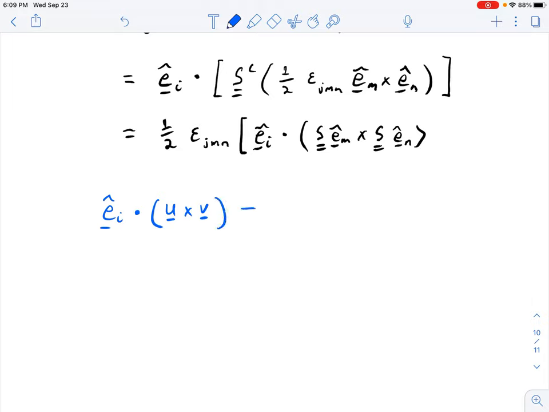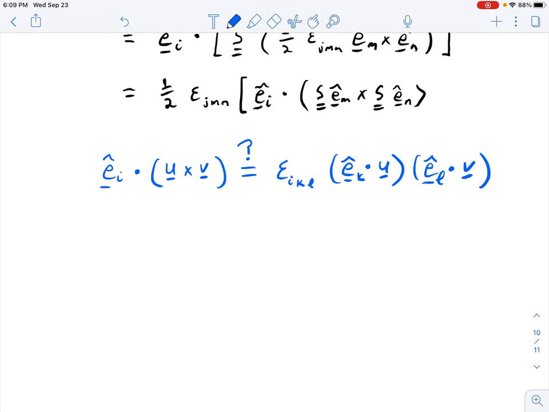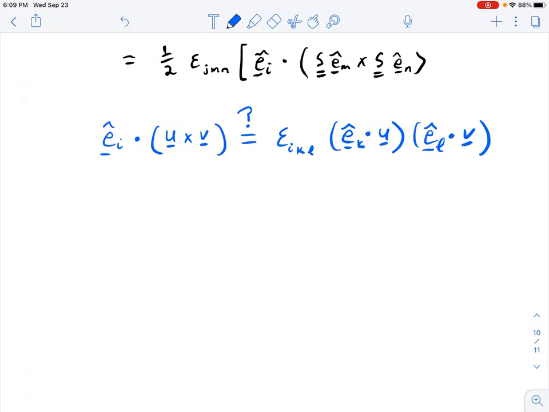It's only going to be true if that, so put a little question mark here, is equal to epsilon_{ikl} (e_k dot U)(e_l dot V). Well, we didn't really have any formula that said that's directly the case unless you happen to see something right away, which sometimes makes perfect sense. But that one is not directly the same as any of the formulas we have before, so let's check it out.